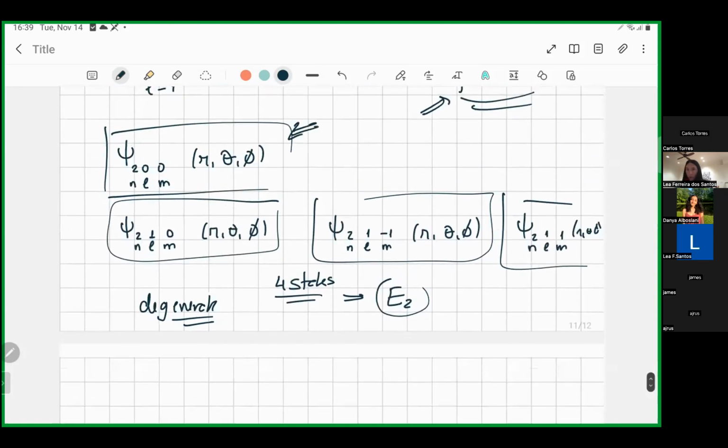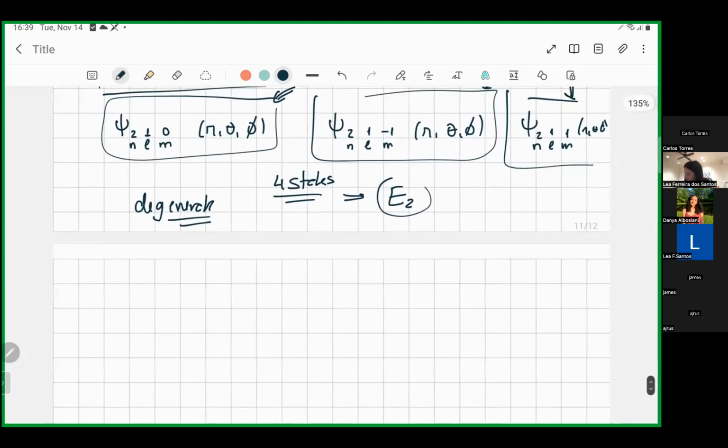This state is a possible solution. This is another possible solution. This is another possible solution. This is another possible solution. So there are 4 states that have the same energy, E2. Okay. So the first excited state has these 4 possibilities.